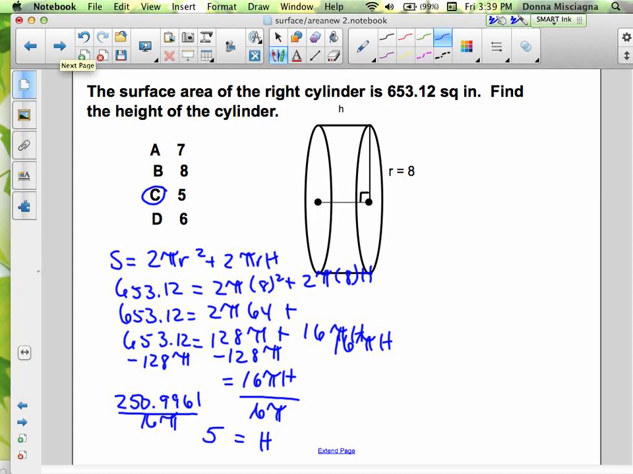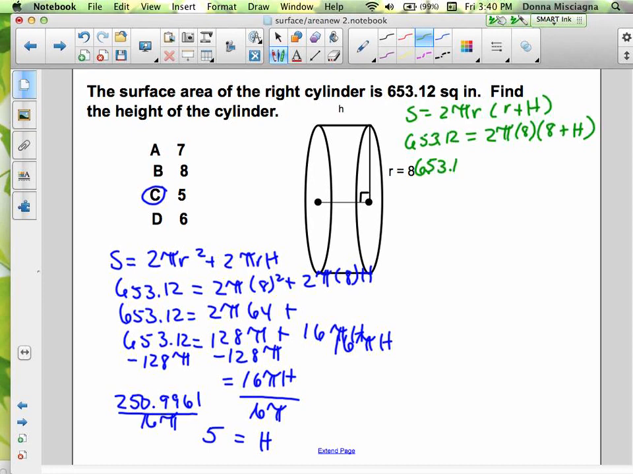Okay? Let's solve this one more time. This time, let's use the other formula and see which one was easier. All right, so remember it's S equals 2 pi r times r plus h. So 653.12 equals 2 times pi times 8, and then 8 plus h. All right, so we need to simplify that a little bit. 653.12 equals 16 pi times 8 plus h.